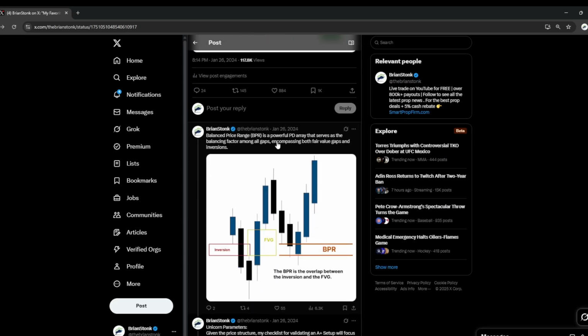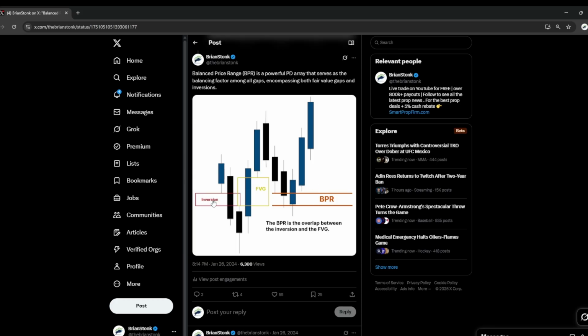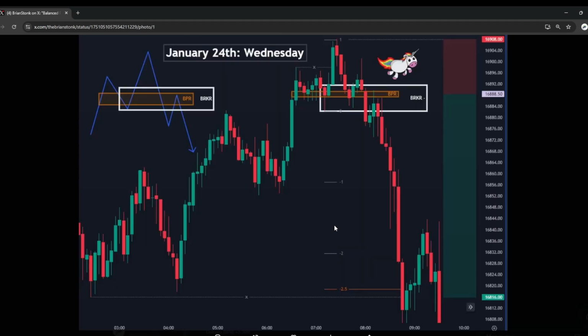So going more into this BPR, we already talked about this: an inversion fair value gap overlapping between them is a BPR. Through a lot of these examples, once again, another unicorn here. We have a high, we have a low, we have a higher high here, and then eventually we got displacement through this low. We have a BPR in between these gaps, one retap back inside for a leg lower, and you can see that here.